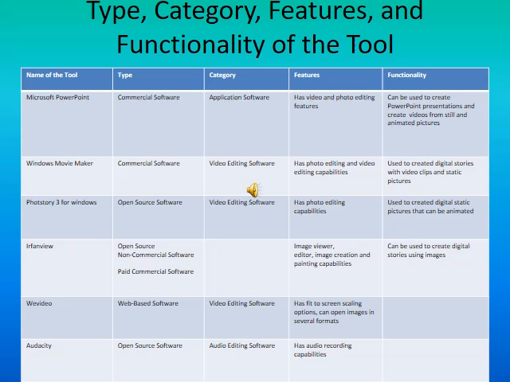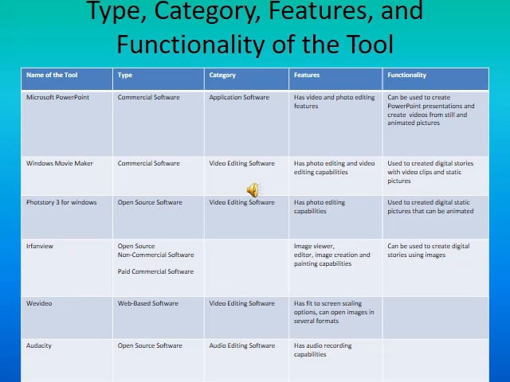The next tool we have is PhotoStory 3 for Windows. PhotoStory 3 for Windows is an open source software and it falls under the category of video editing software. It is used to create digital static pictures that can be animated.